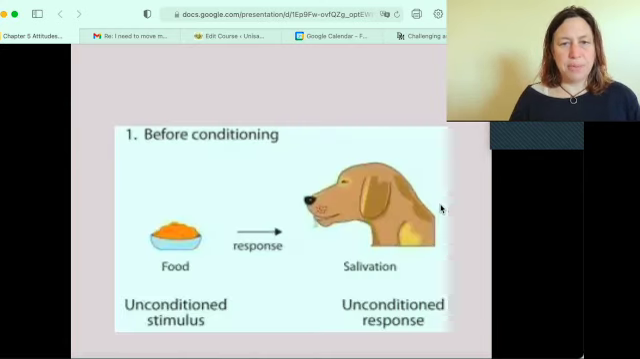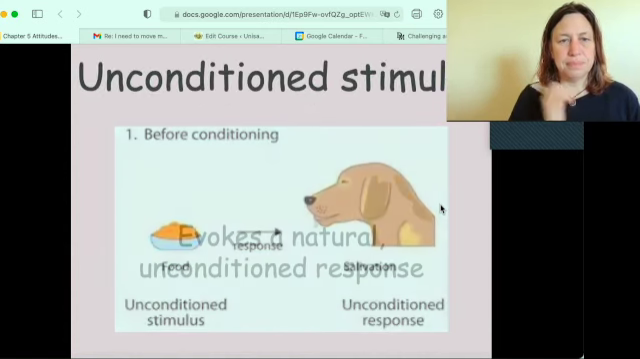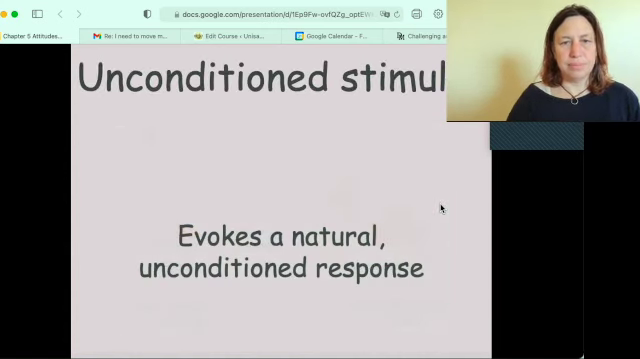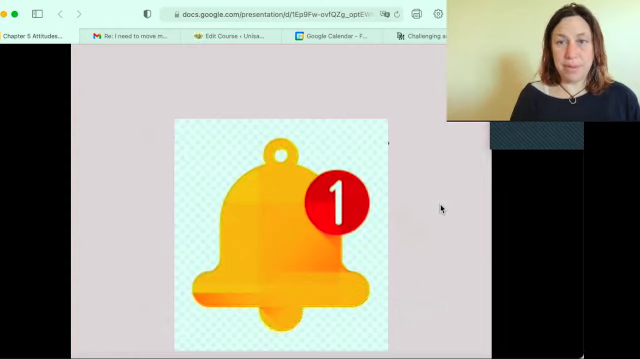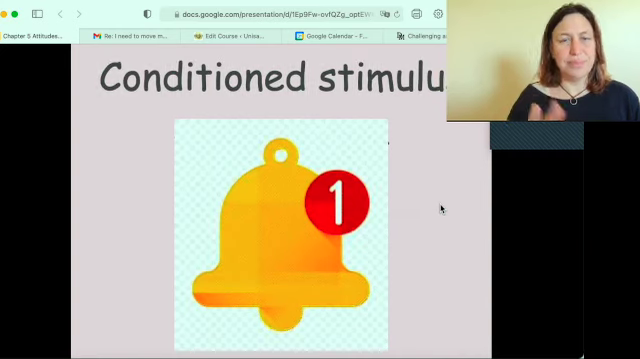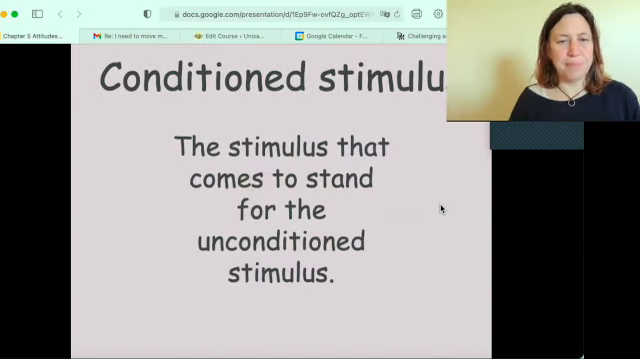Okay, so what is being depicted here? The unconditioned stimulus and unconditioned response. And what is this? It is the conditioned stimulus.